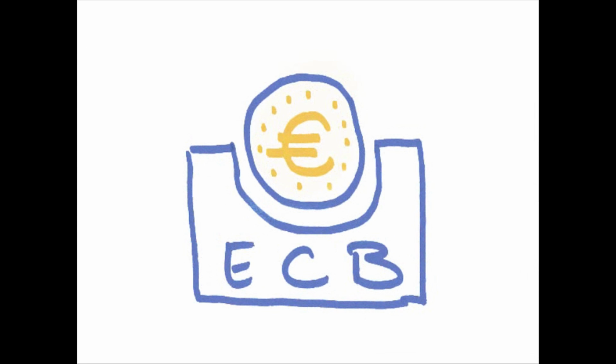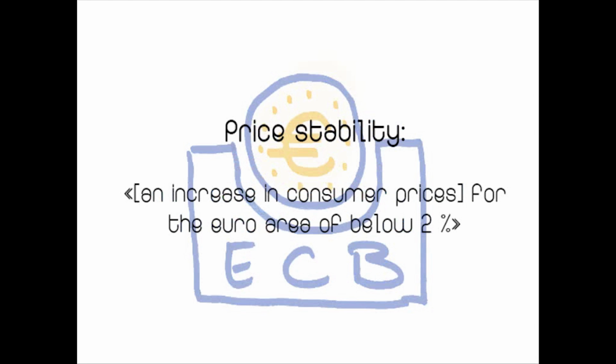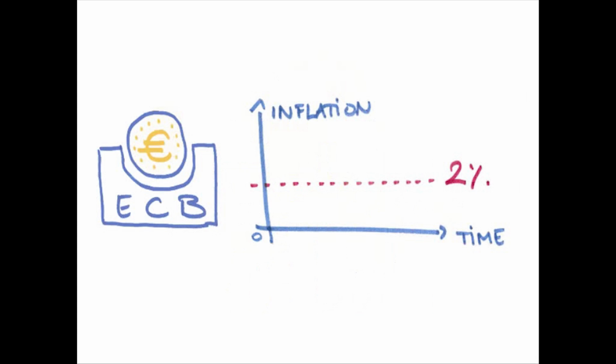However, price stability is defined by the ECB as an increase in consumer prices for the euro area of below 2%. Inflation must be contained below 2%, but nothing is said about deflation.